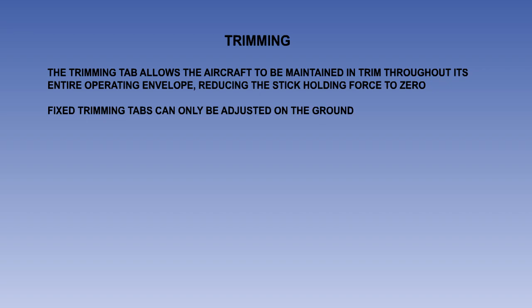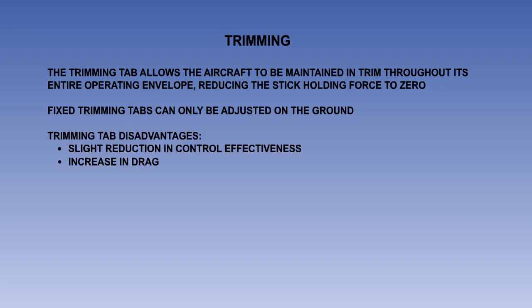Fixed trimming tabs are not adjustable in flight. They can only be adjusted on the ground. The disadvantages of trimming tabs are a slight reduction in control effectiveness due to the tab force being in opposition to the main control flying surface, and an increase in drag due to the deflection of the tab.